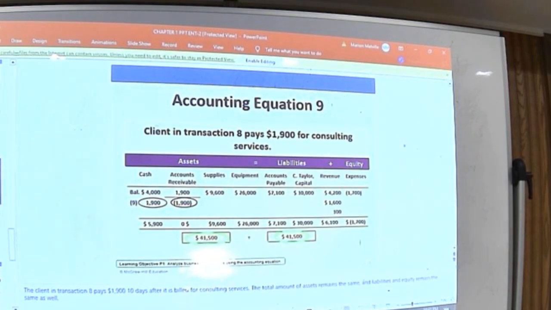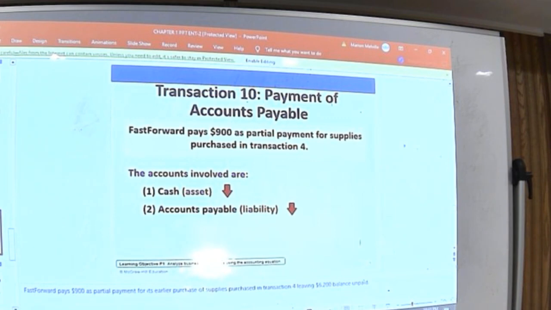Again, there's that usual slide. Now we've got 41.5 on the left, 41.5 on the right. Okay, we're going to reduce our liability for supplies. Remember, way back there in transaction 4, we bought those supplies on credit.